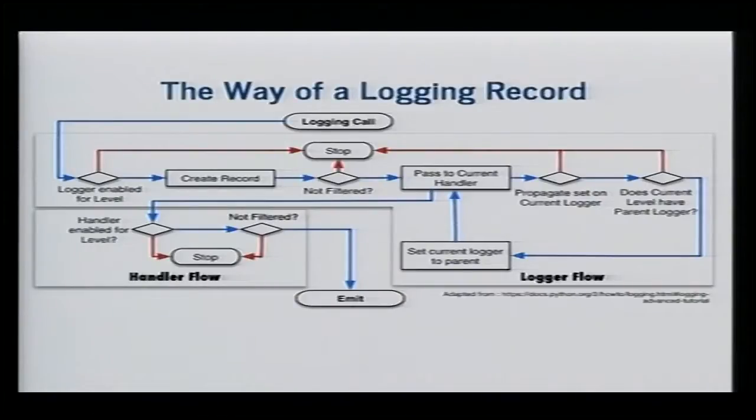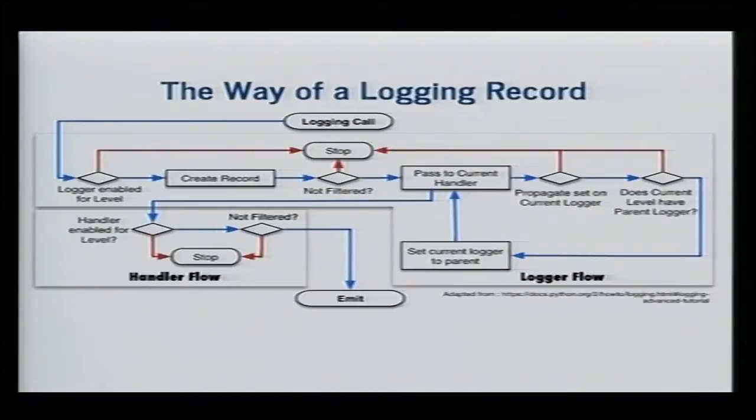The interesting thing, and the most likely reason if things fail, is this workflow. Once you have your logging tree built, the way that a logging message is passed up the tree is not really intuitive. So you have a logging call. If it is not enabled at the logger of origin, it gets rejected. If not, a record is created, and the local filters are applied.